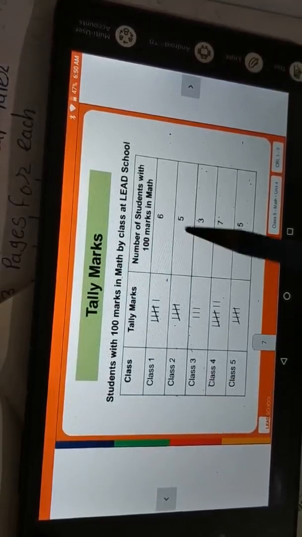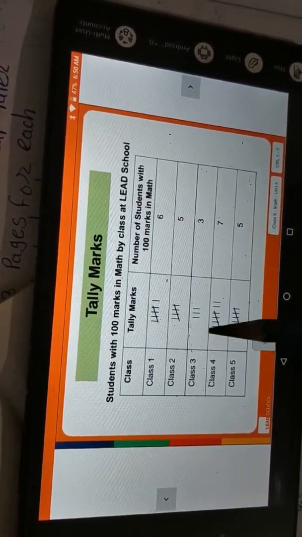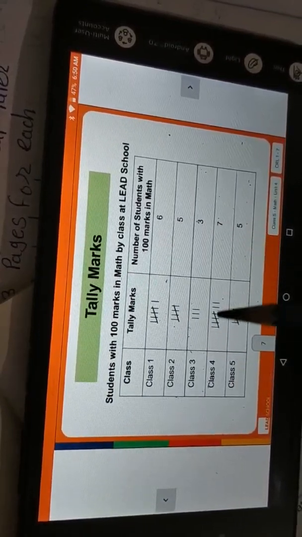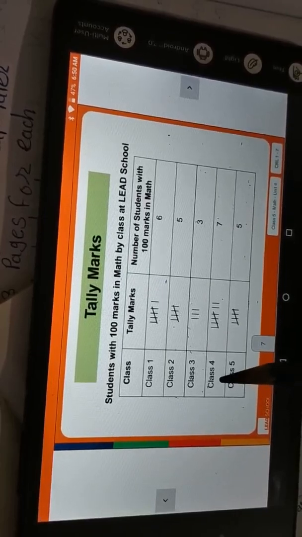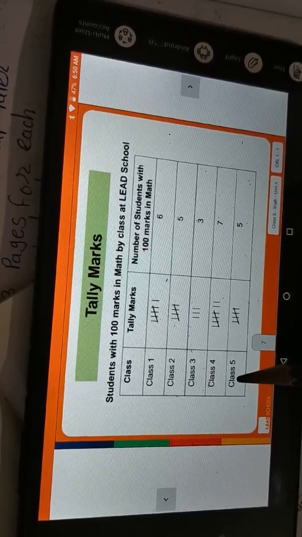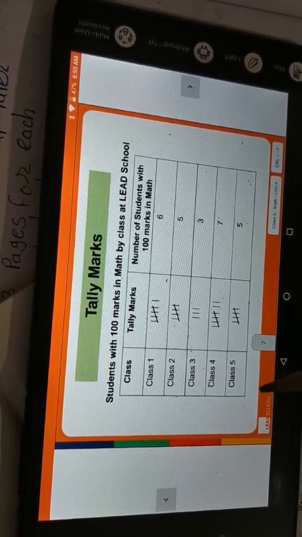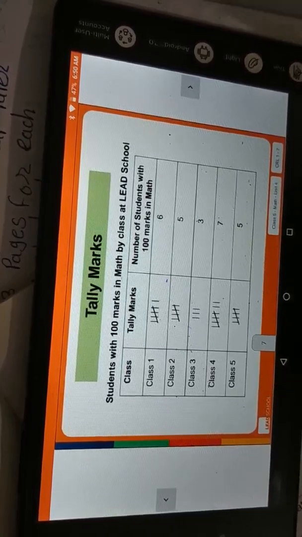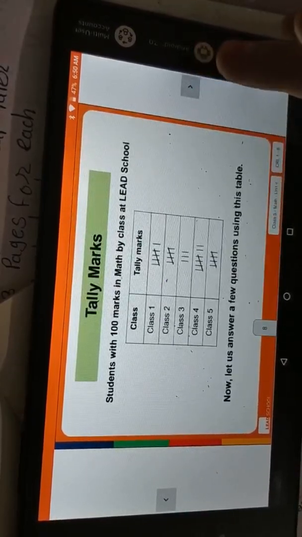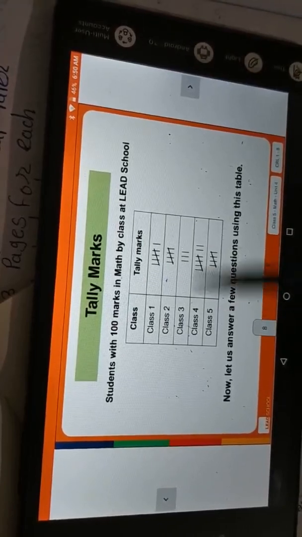So students, we have to write like this: class 1, number of students 6, class 2, number of students 5, class 3, number of students 3, class 4, number of students 7, class 5, number of students 5. Then we have to make the tally mark like this.